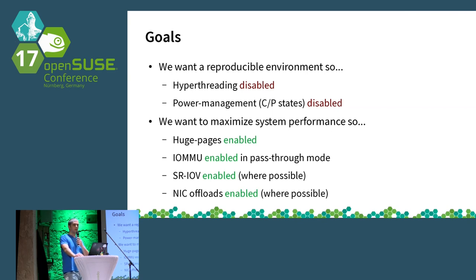Something else, just because of very likely the tools that you're going to use and the software components that are going to be deployed on the machine, it's very likely that huge pages are enabled, the IOMMU is enabled in pass-through mode, SR-IOV is enabled, and whatever possible of the NIC offloads. So trying to take advantage of the hardware that we have as much as possible.